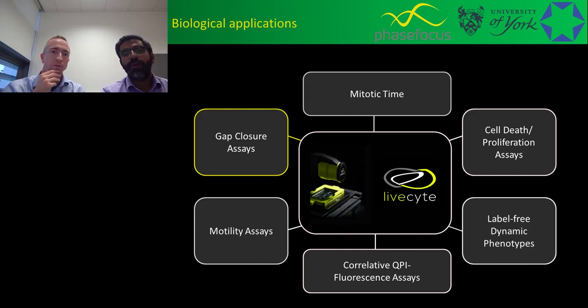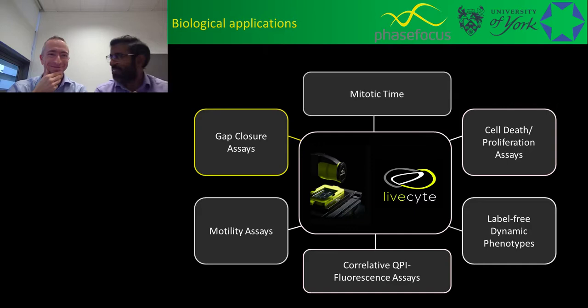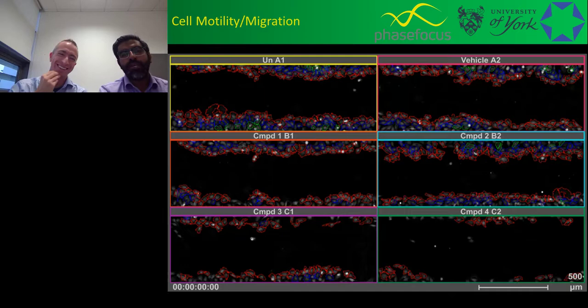So I want to move on to our next application that I have here. And this is a gap closure assay, or sometimes called a scratch assay. It closes the gap there. Yeah, I got it. Thank you. So what I'm going to do is play you the next video. And this is an example of a scratch wound assay. Again, we take the multi-well plate approach and we're looking at a control and five other treatments. So I'll go ahead and play this movie and you can see how the wounds close.